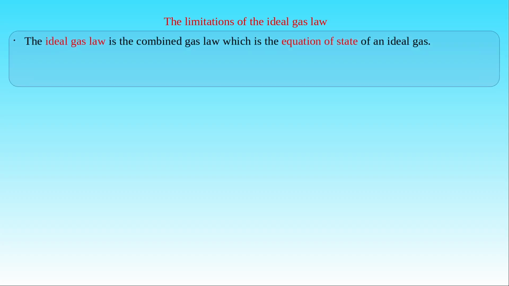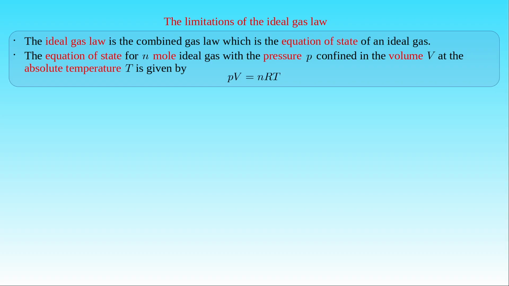In order to describe the behavior of real gases in thermodynamics, we start with the ideal model describing the behavior of gases, that is with the ideal gas law. When we combine Boyle's law, Charles's law and Gay-Lussac's law into one formula, we obtain the ideal gas law describing the equation of state for n-mole ideal gas occupying the volume V at the pressure P and the absolute temperature T, which is the following.